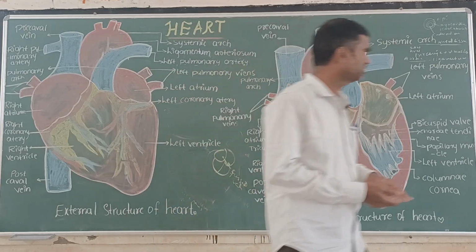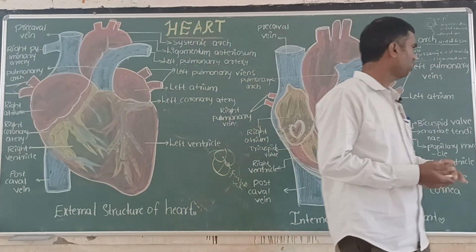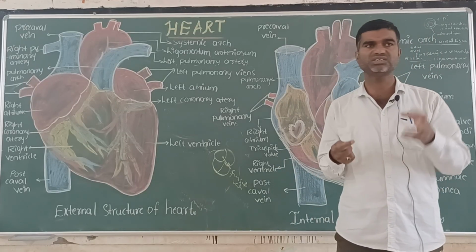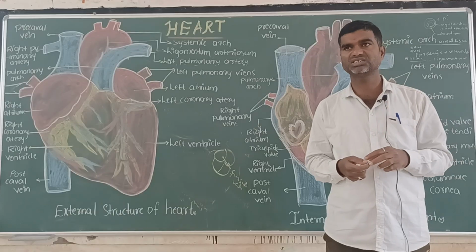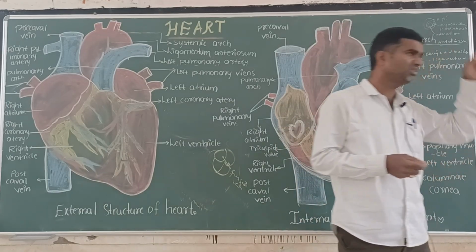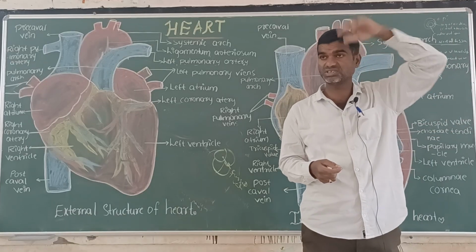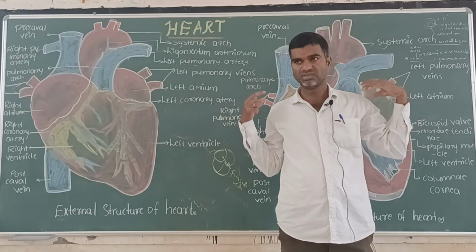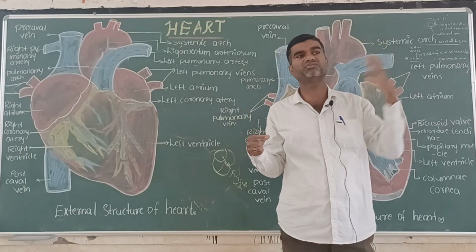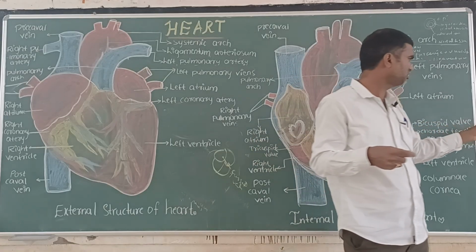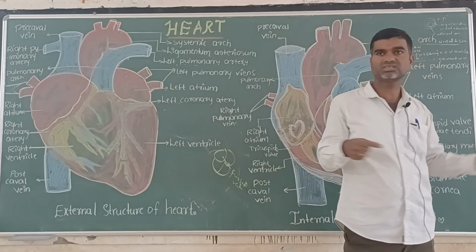Okay, and next, the precaval veins: two precaval veins and one postcaval vein receive blood into the right atrium. What is the main function of the precaval veins? If you see, this is the head region and these are the forelimbs. From the head region and forelimbs, the blood is received through the precaval veins into the right atrium.